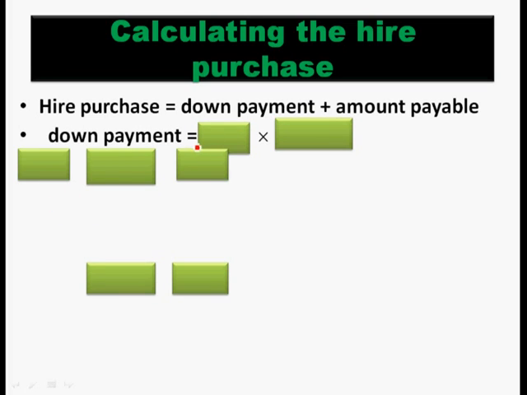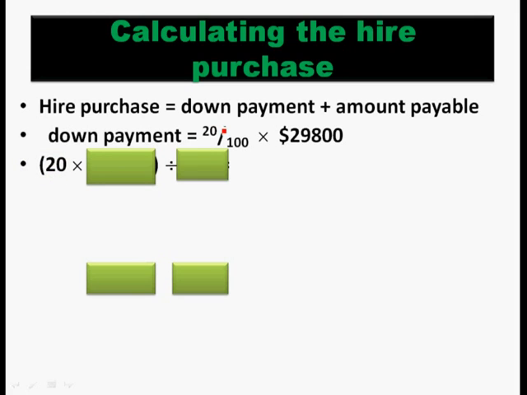Now down payment is equal to what now? 20% of the, and "of" means what? To multiply. So the down payment is equal to 20% of the cash price, which is $29,800. So this 20 now is the 20 that I took from here, and I'm going to multiply it by the cash price, which is 29,800, and I'm going to divide the answer that I get from this by 100.